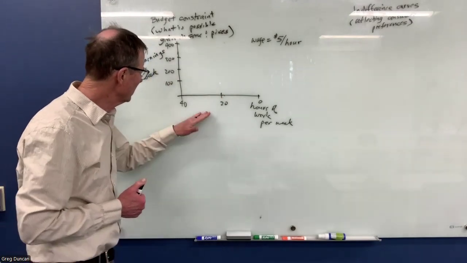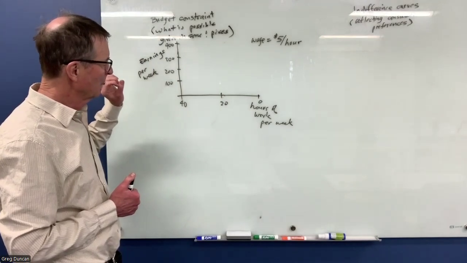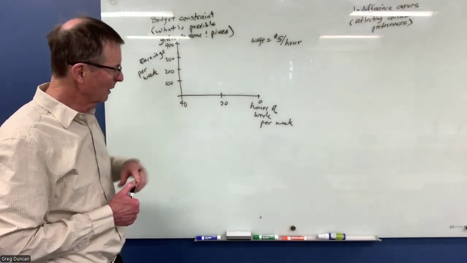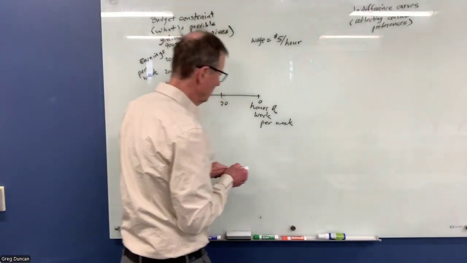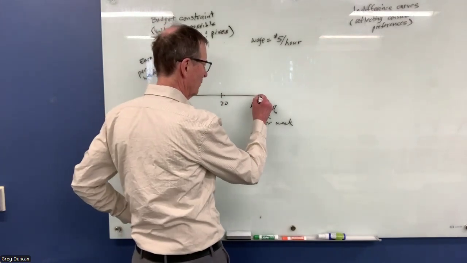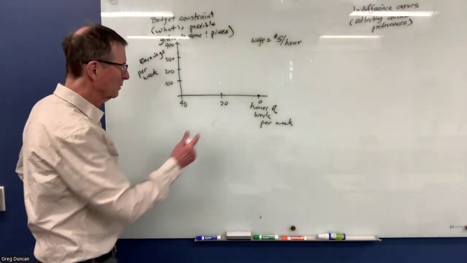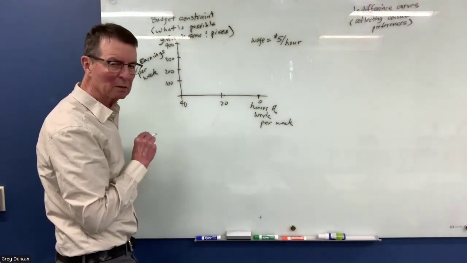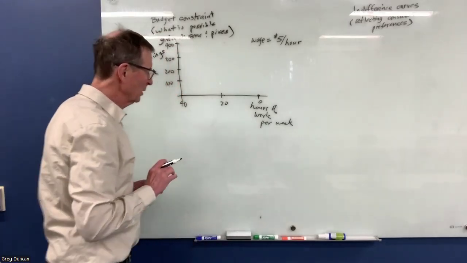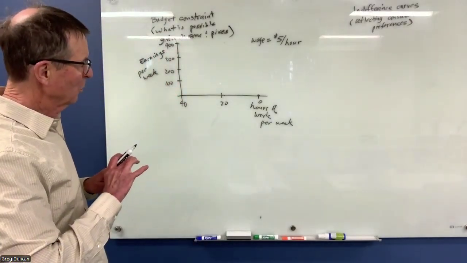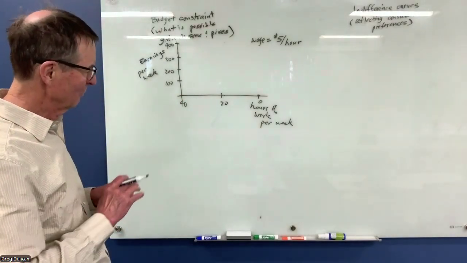So what we have here is quantity and price. But the quantity is work hours per week. And we're drawing a reverse kind of scale for this. So this is 0 hours of work per week, 20 hours of work, and 40 hours of work. And we do this because it's traditional to put goods and not bads on the axes.